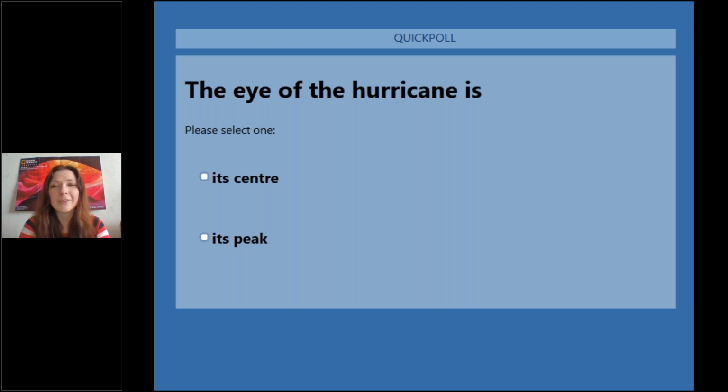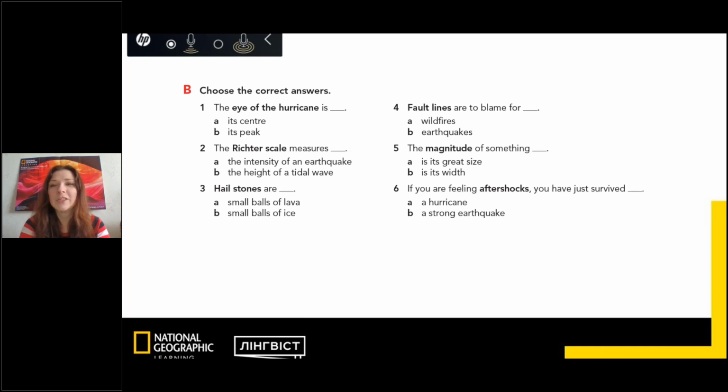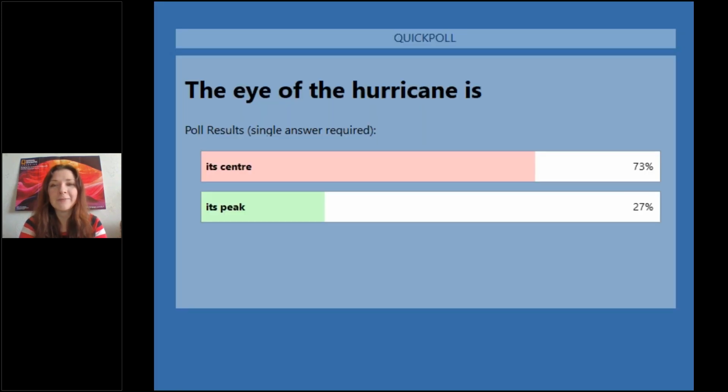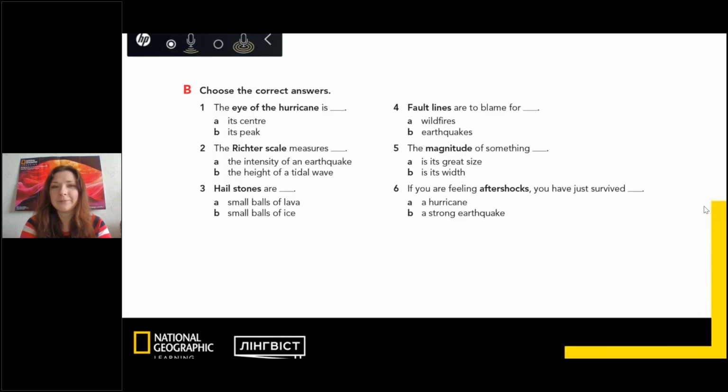So I'm going to close this poll now. Let's have a look at what answers you see. Most of you think that the eye of the hurricane is its center, and that's right. If you look at the hurricane from space, you will see that in the middle it has a little hole. It is called the eye of the hurricane, so it is its center. All right, thank you.